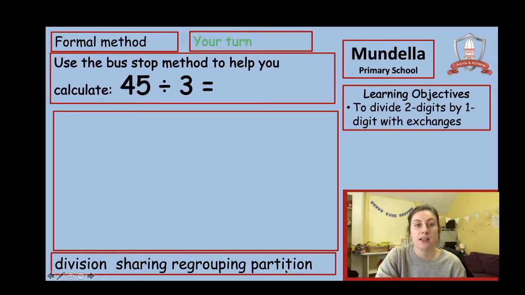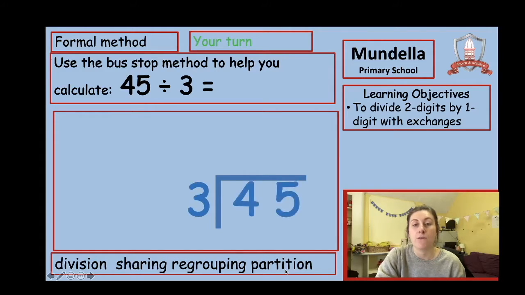Your turn. Have a go at doing 45 divided by 3 using the bus stop method. So you should make sure you draw your bus stop to begin with. We're dividing by 3, so that goes on the outside, and 45 is what the 3's are going into. Pause the video, answer the question, and then press play when you're ready.